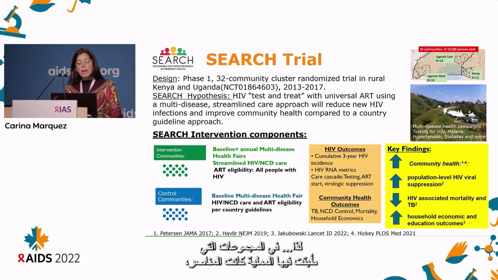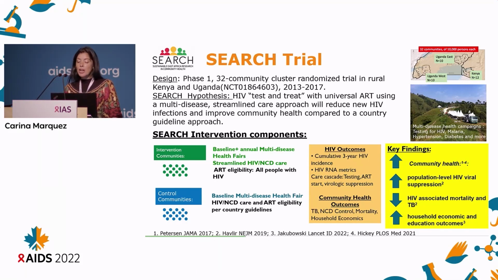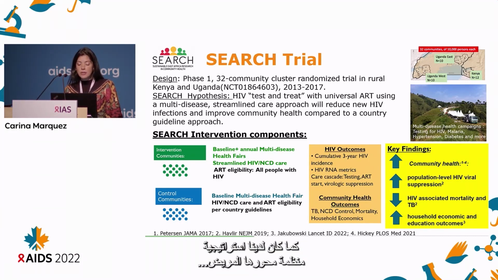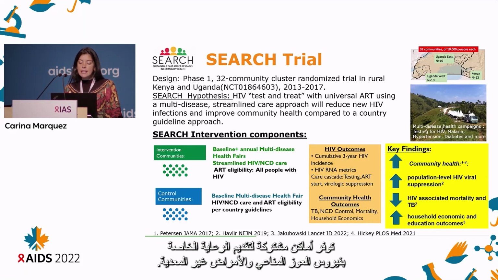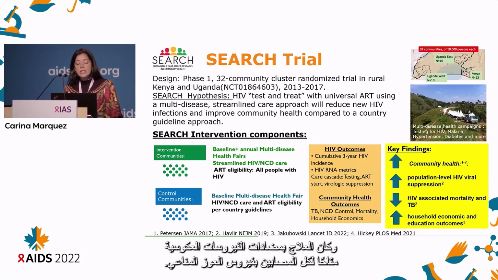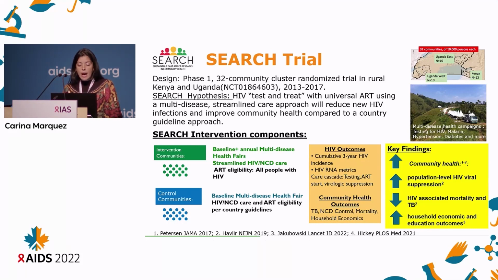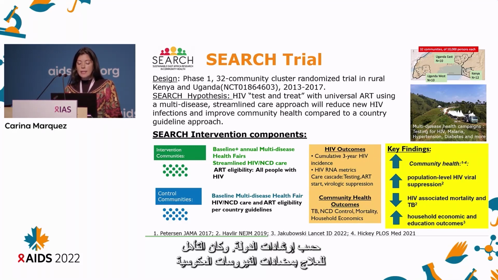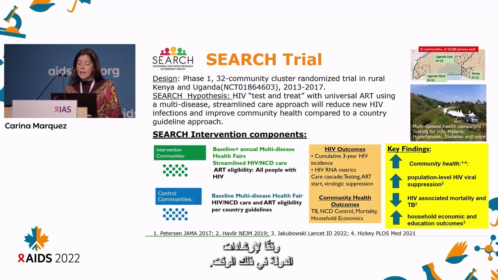Here's a little bit about the intervention component. In the intervention communities, at baseline and annually, we did multi-disease health fairs. So people came, they did HIV testing, non-communicable disease screening like diabetes testing. And for those who didn't come to the health fairs, they had home-based testing. We also had a streamlined, patient-centered, co-located HIV and NCD care delivery strategy. And then ART eligibility was all people with HIV. In the control communities, which had an active control, people received baseline multi-disease health fairs, and then HIV and NCD care was delivered per country guidelines, and ART eligibility was per country guidelines at that time.